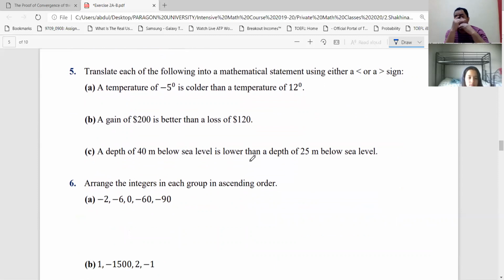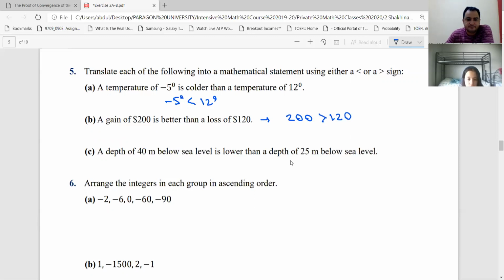5. Translate each of the following into mathematical statements, using either the less than or greater than sign. A. A temperature of -5 degrees is cooler than a temperature of 12 degrees. So we need to write a mathematical statement, right? What should I write here? -5 degrees is less than 12 degrees. All right. B. A gain of $200 is better than a loss of $120. Okay. That is, $200 is greater than -$120.